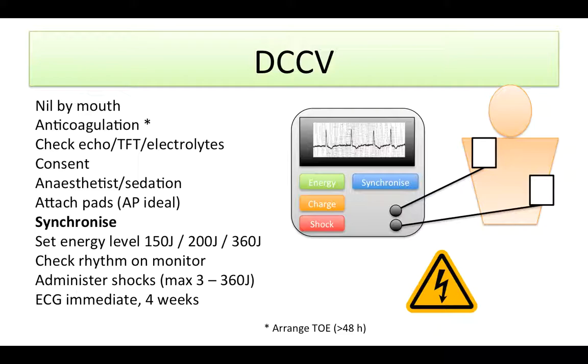So how do you go about cardioverting a patient? These are the main steps involved. First, you need to check that the patient is nil by mouth and has been nil by mouth for a period of around 6 hours, and this is because of the risk of aspiration when you sedate the patient, or if you anaesthetize the patient.